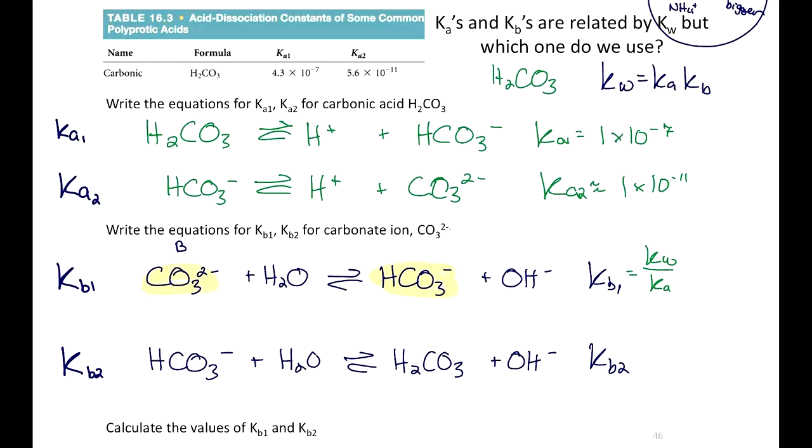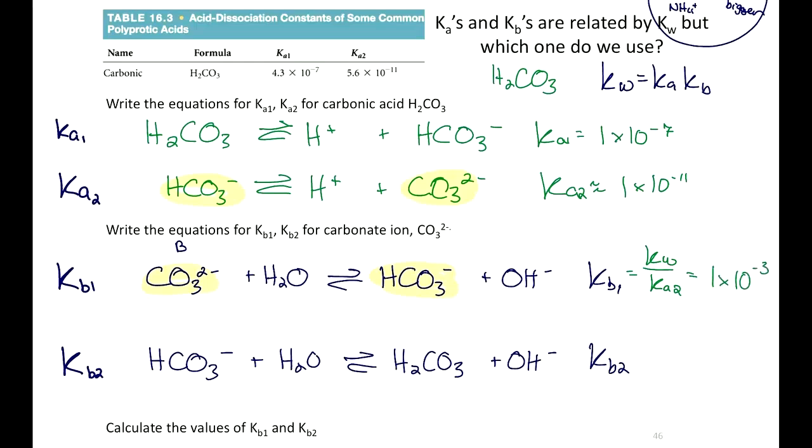Ka2. Why 2? Because that's the reaction that has the same acid-base conjugate pair. So Kb1 is actually equal to Kw over Ka2, because that is the reaction that has carbonate and bicarbonate in it. We did not divide by Ka1 because those are the wrong acid-base pairs. So if we estimate Kb1, what is it going to be about? 1 times 10 to the negative 3.